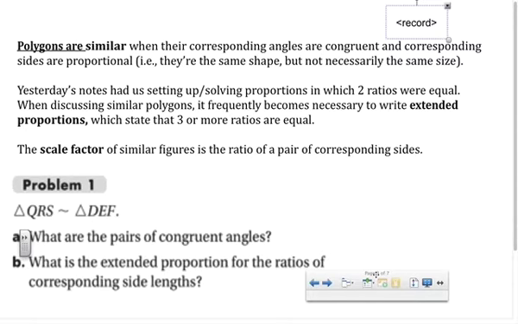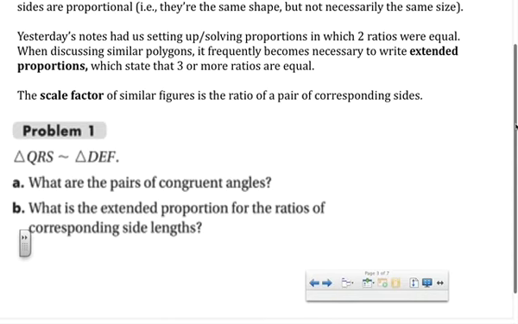What we're dealing with in similar figures is that these figures will be the same shape, but not necessarily the same size. So all of their corresponding angles will be congruent, as you can see in the definition, and all of the corresponding sides will be proportional, which means that we can set up ratios using those corresponding sides. When we're talking about similar figures, they have more than two pairs of sides. They'll have at least three. So we use what we call an extended proportion to describe those sides.